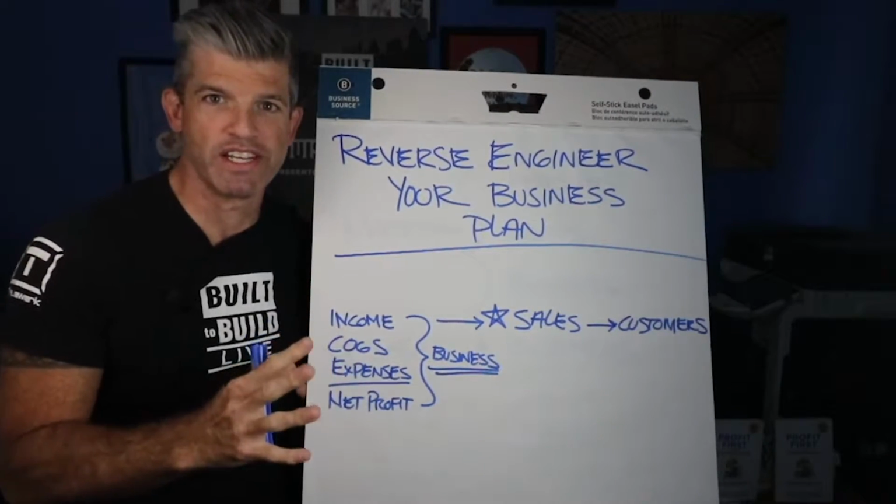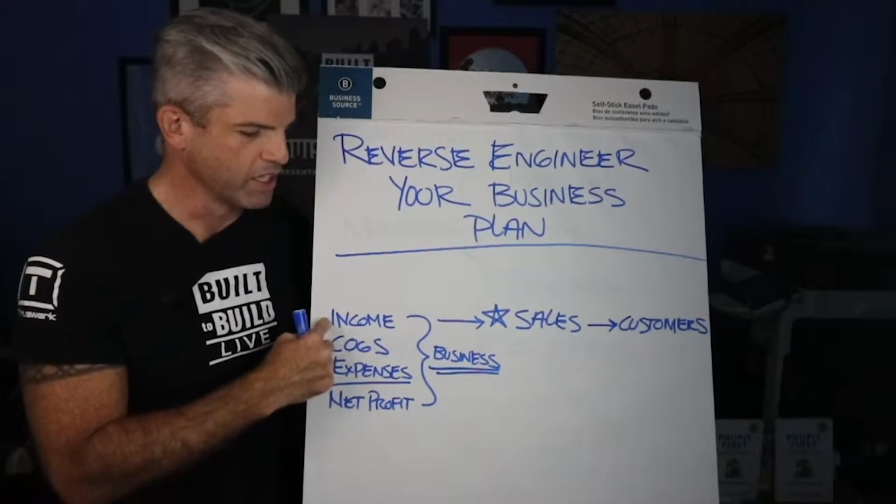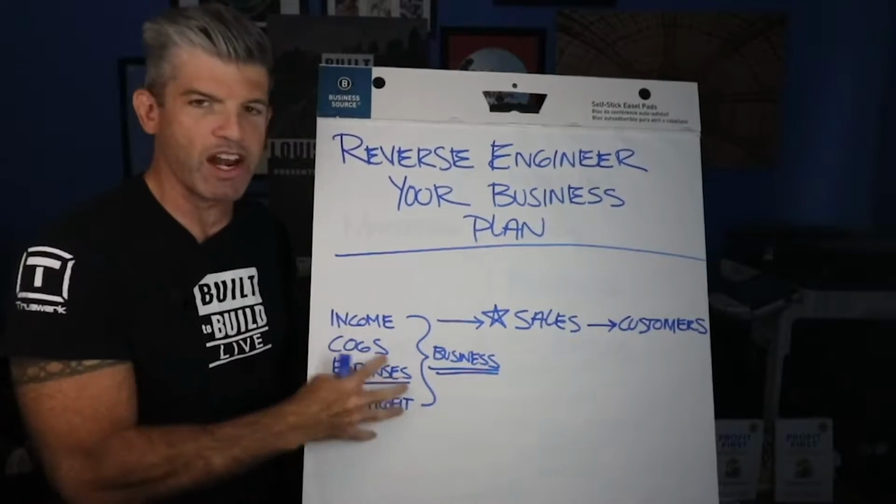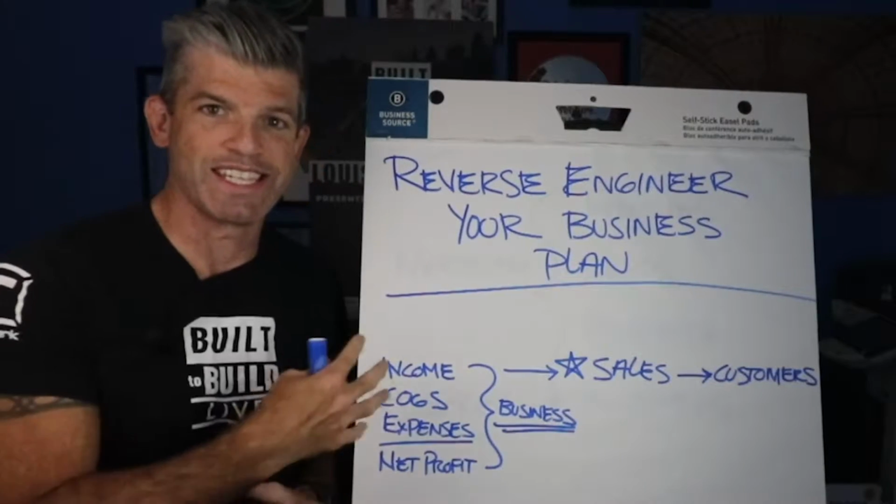Here's your business in a nutshell. This is your profit and loss statement: your income, your cost of goods sold, your expenses, and your net profit. That all together is your business. That tells the story of your business.